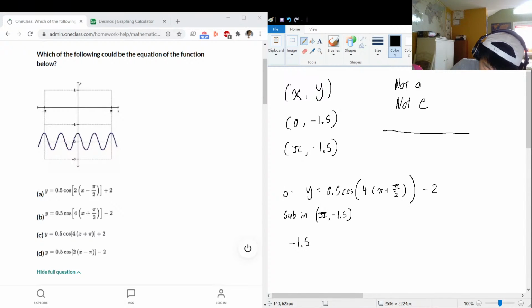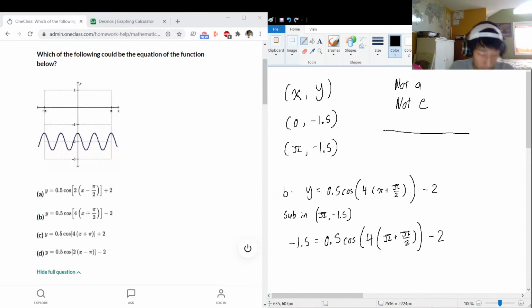So we have negative 1.5 equals 0.5 cos 4 times pi plus pi over 2 minus 2. Let's pull out my handy dandy calculator to calculate the right side of this equation. So we have pi plus pi divided by 2. That is multiplied by 4. And we're going to need to take the cosine of that. So I have to set my calculator to radians.